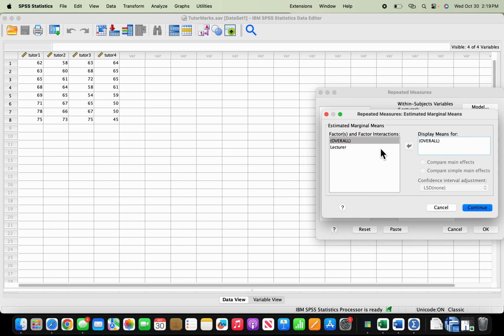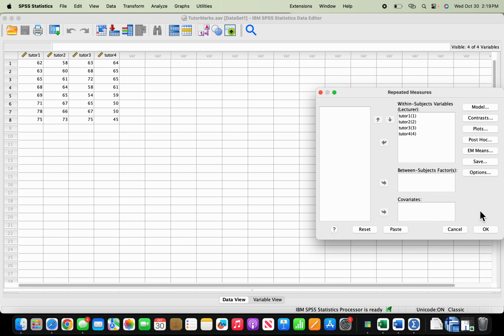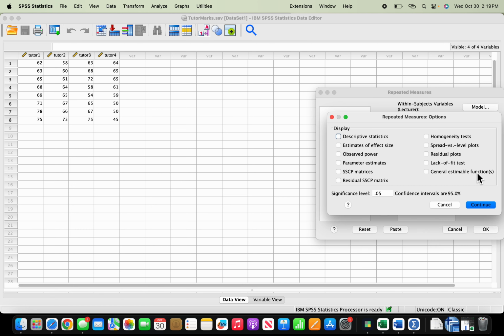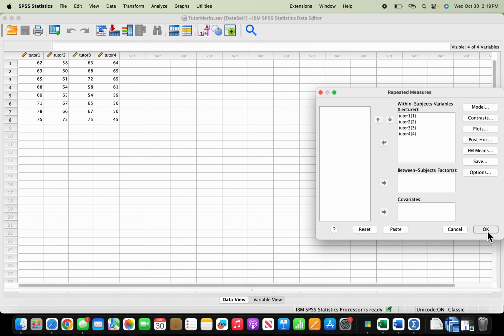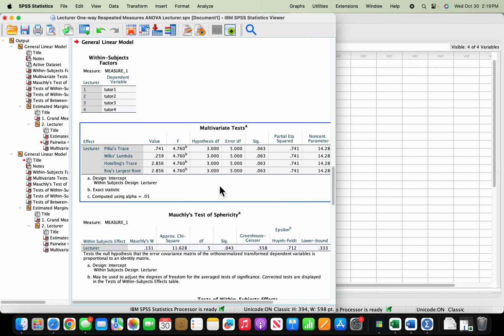Then we're going to do both of these display means, and we're going to compare main effects, and we're going to hit our Bonferroni so we can run those tests. And then we're going to do estimates of effect size, observed power, continue, and OK. And that's going to pull up the same data that I have up here.